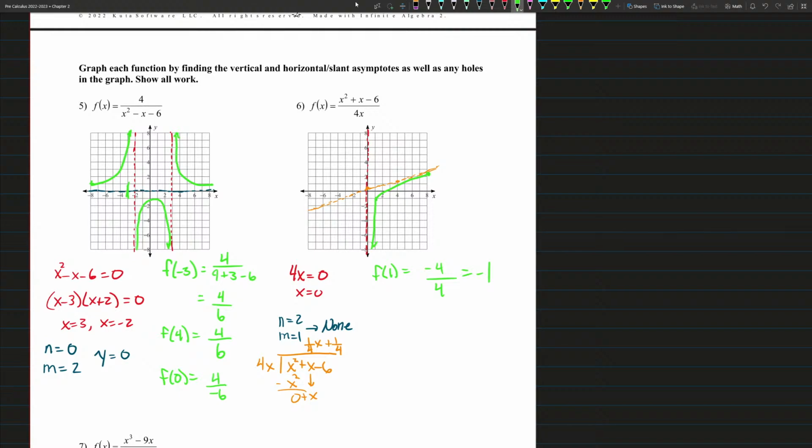Plug in negative 1. We get 1 minus 1, that's 0, minus 6. We get negative 6 up top over negative 4. So that's 6/4. That's like 1.5. That's like right here. That's definitely above. So then that's our graph.